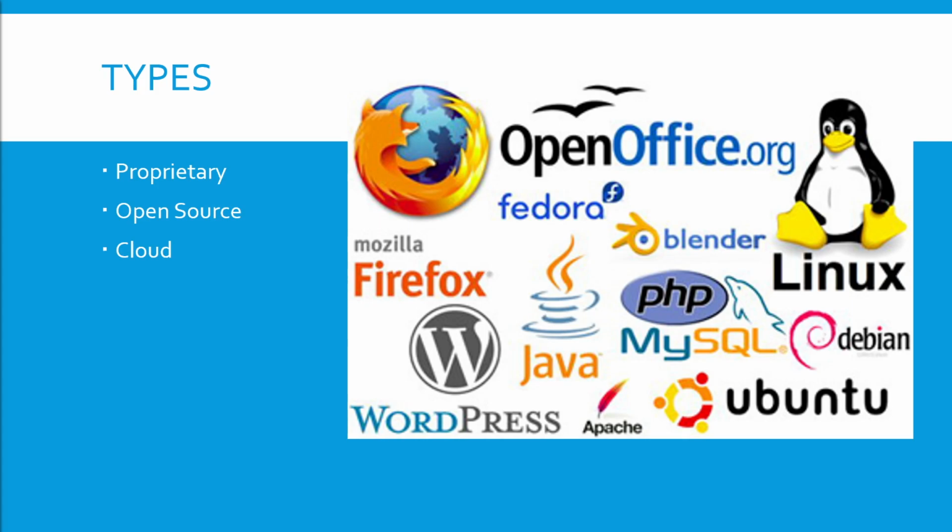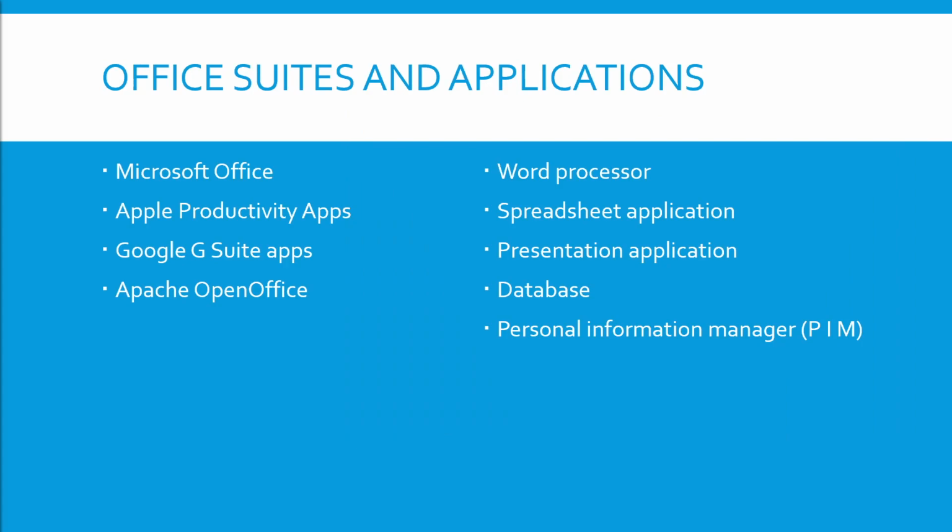And then SaaS, we've already talked about that. So, when it comes to office suites and applications, you have some different options. We've got Microsoft Office, which we've already talked about. Apple has Apple productivity apps. I don't know how many of you knew that, but it does have some productivity apps built in. You have Google G Suite apps now. Those are your Sheets, Slides, Docs, and I forget what Excel is. No, that tells us Sheets. I think that's it. But anyway, Google has its own version built into Google Drive.